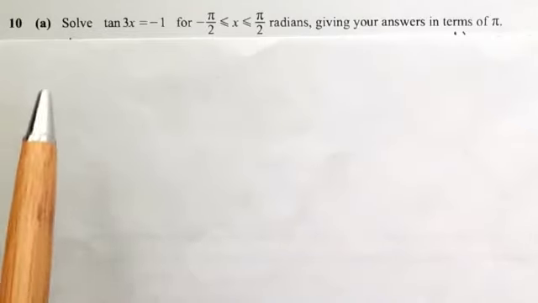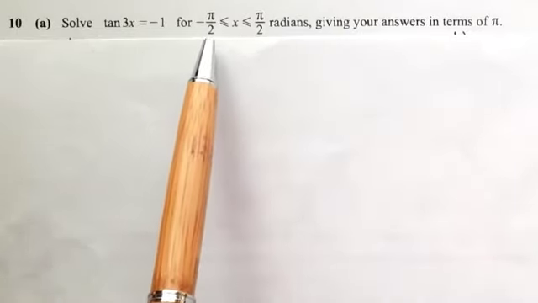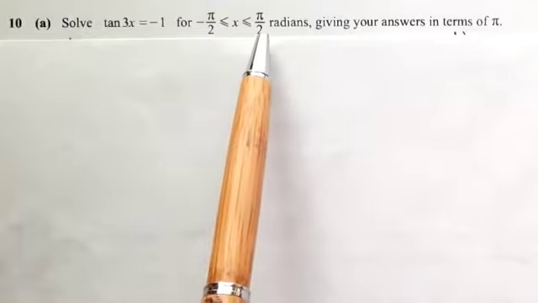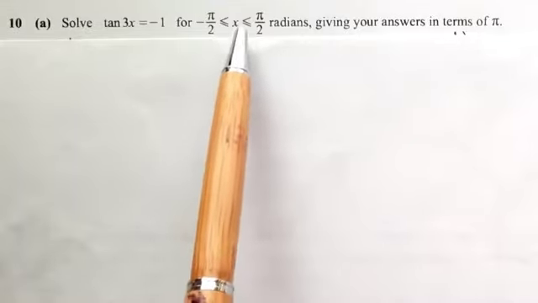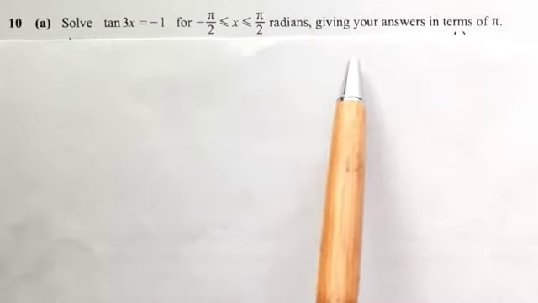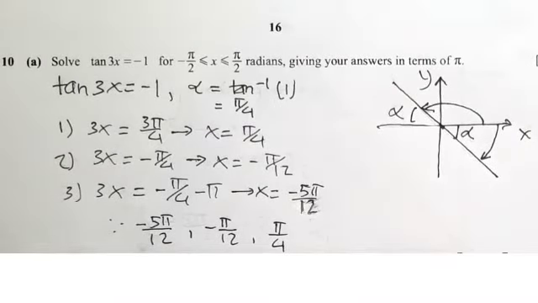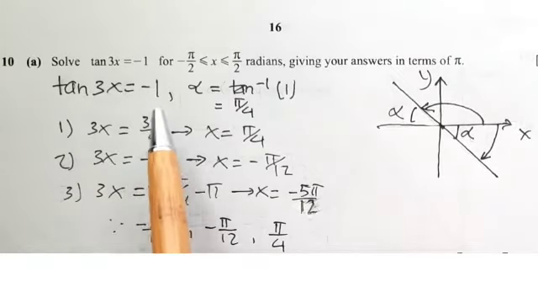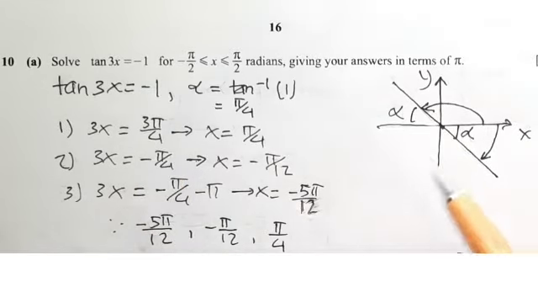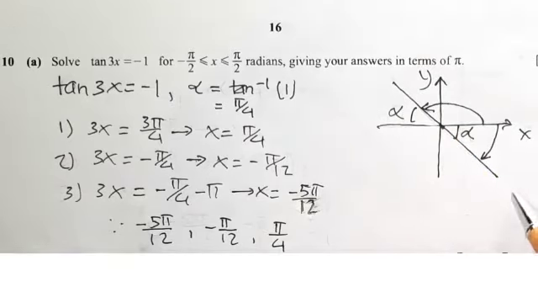Question number 10. Solve tan 3x equals minus 1 for x between minus pi over 2 and pi over 2 radians inclusive, because there is an equal sign, giving your answer in terms of pi. Now tan 3x equals minus 1. Tan being negative means the angle is in the second quadrant and in the fourth quadrant.